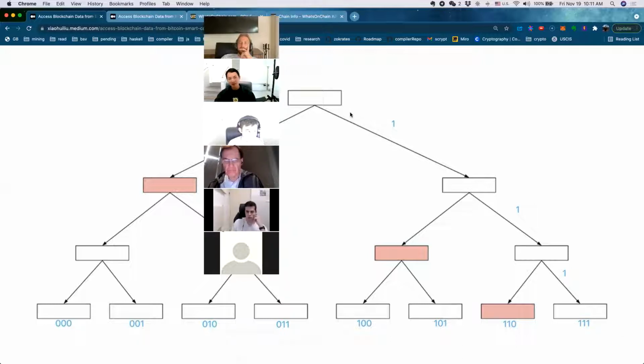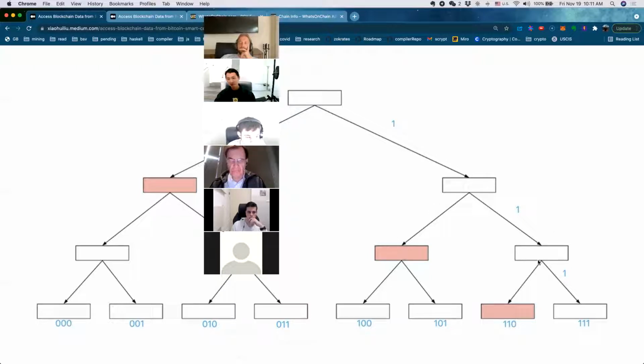So this is how it works: if you go to the right, it's 1, and if you go to the left, it's 0. That's how you encode from the top of the tree. So once you know the last one, you can just follow its Merkle path. If the node is on the left branch, you go right.